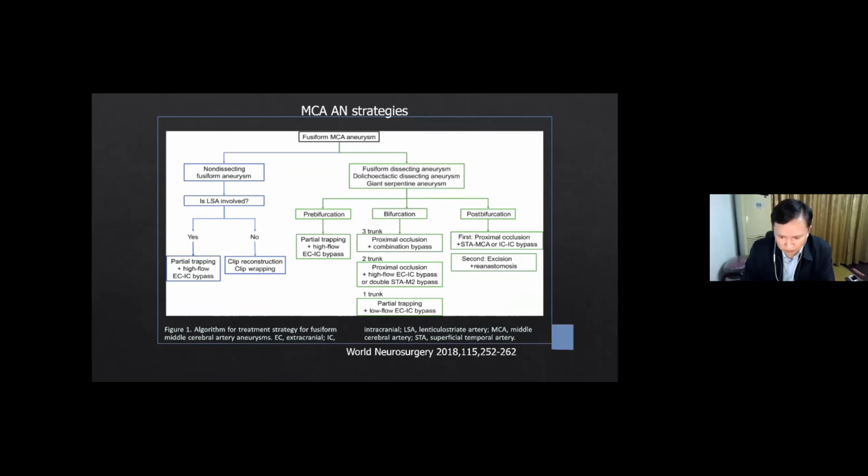This kind of approach is only used in male patients, where the STA is quite a bit larger than 1.2 millimeters. If only 1 trunk is involved, we can use partial trapping combined with a low-flow bypass, normally an STA-MCA bypass. If it's a post-bifurcation aneurysm, normally the STA-MCA bypass is enough to replace the involved trunk territory.